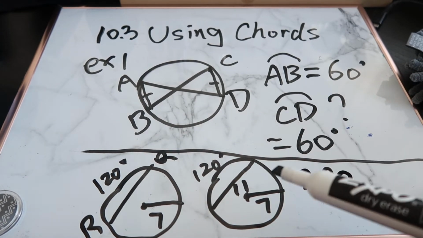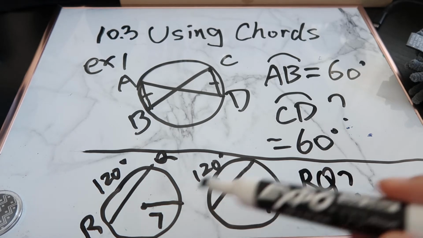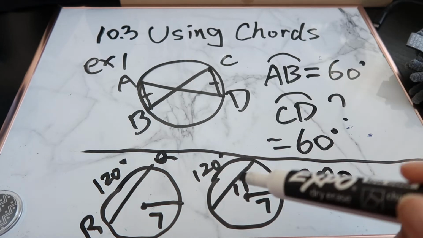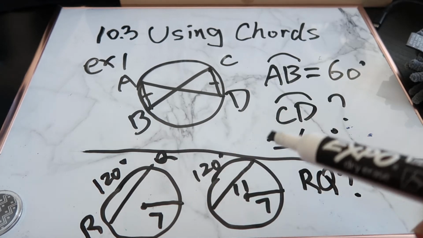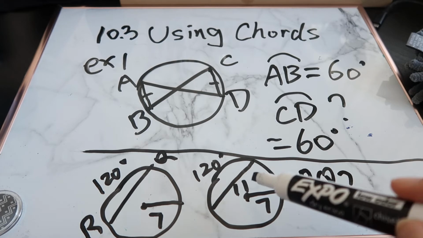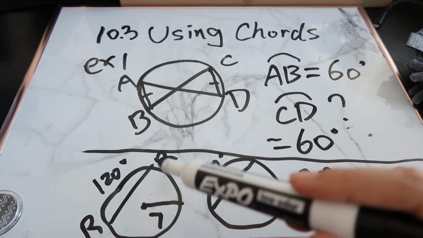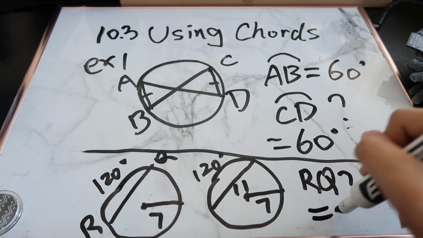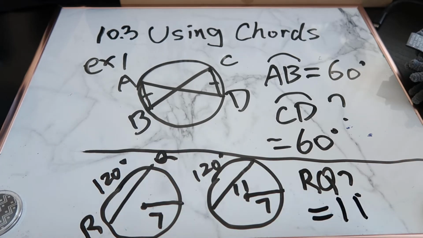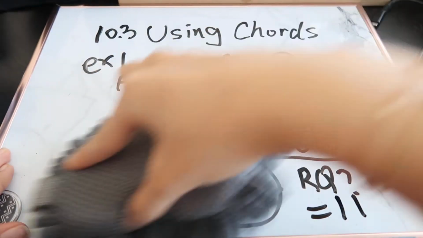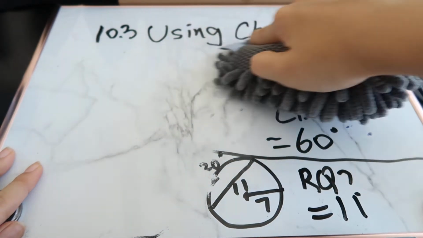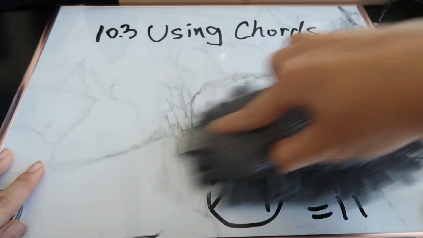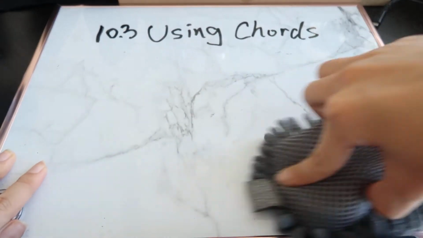And if you take a look at this, because they have the same radius, that means those two circles are exactly the same. Then they have the same arc value, which are both 120 degrees. So in this case, if we know this chord here is 11, then it will be the same in the first circle, which is also 11. So RQ is just 11 here. Alright, so the first theorem is just that when you can identify either the chords or the arcs equal each other, then you would know the other part of it.